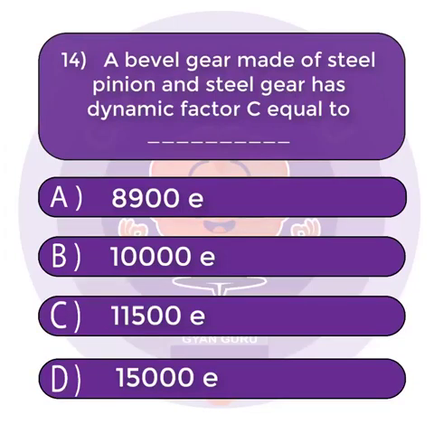A bevel gear made of steel pinion and steel gear has dynamic factor C equal to ________. A. 8900 e. B. 10,000 e. C. 11,500 e. D. 15,000 e.